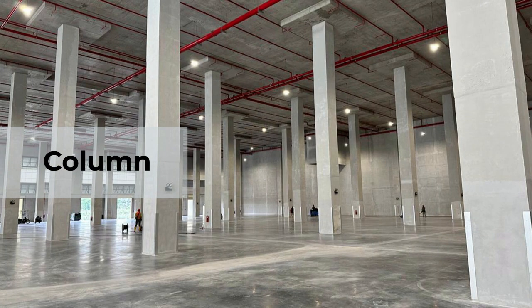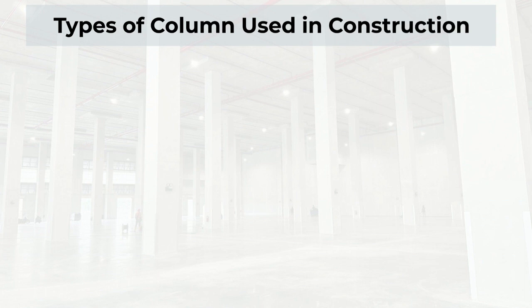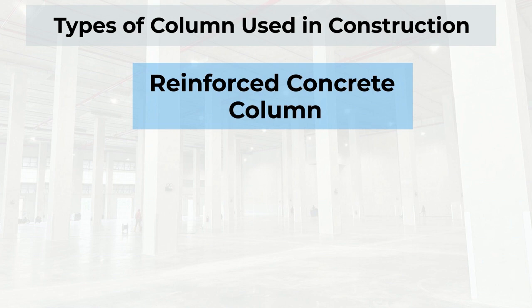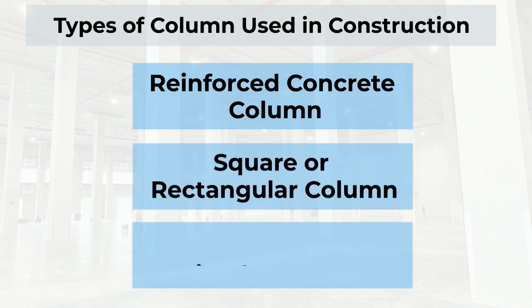Column is a vertical structural member. It transmits the load from ceiling or roof slab and beam, including its self-weight, to the foundation. Types of columns used in construction. Reinforced concrete column, square or rectangular column, circular column.